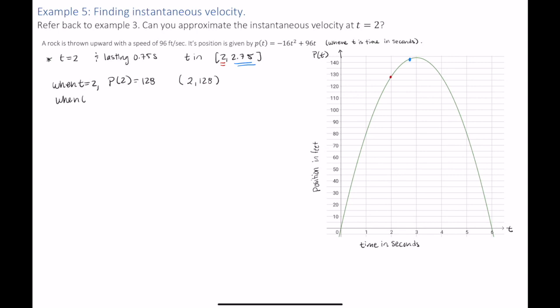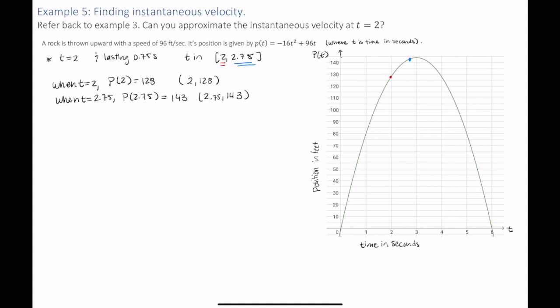Let's do this again. When t equals 2.75, p of 2.75, and if I'm going too fast for you, please pause the video and compute this independently before continuing. That's 143. So the rock at 2 3/4 seconds is 143 feet above the ground. So that's this ordered pair.